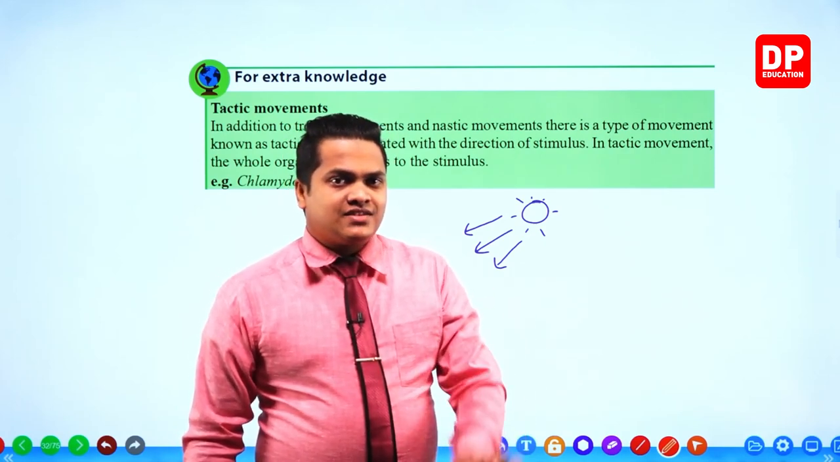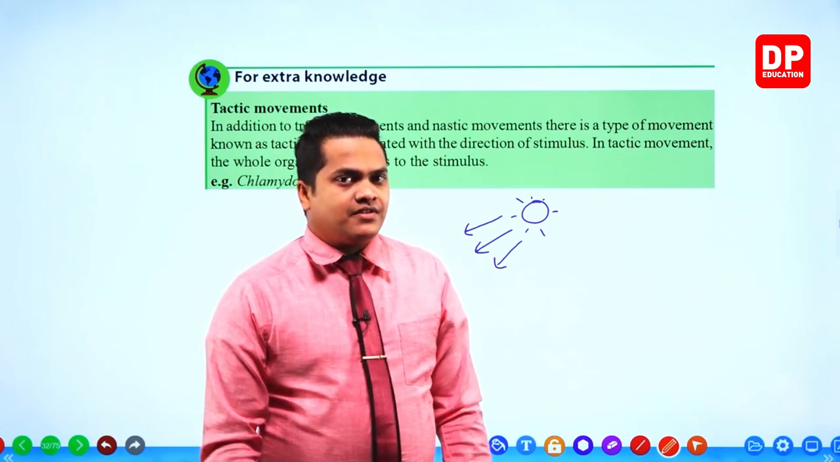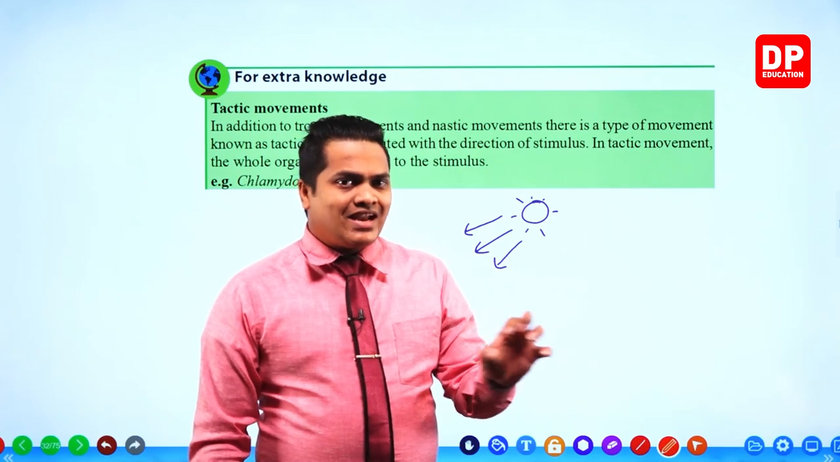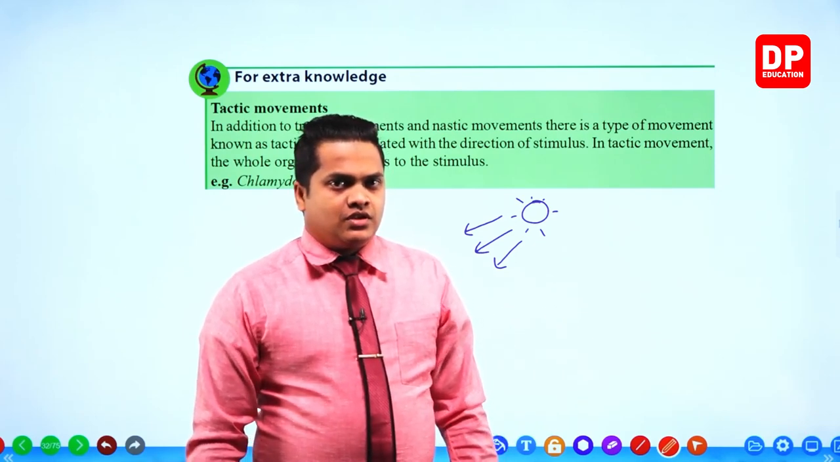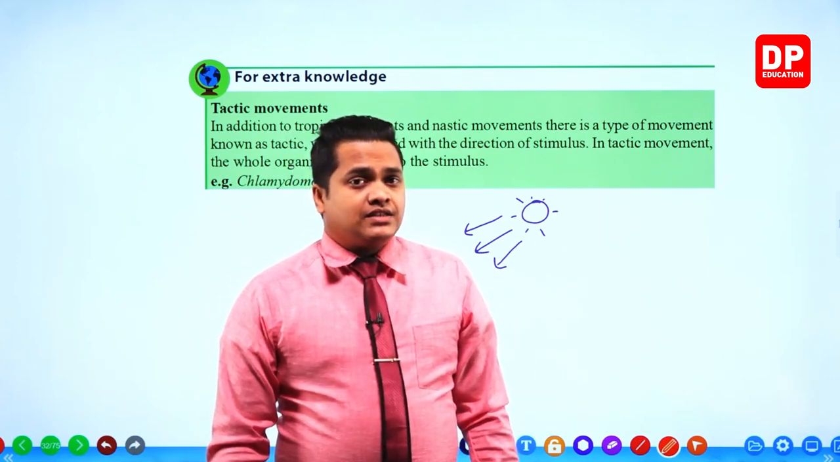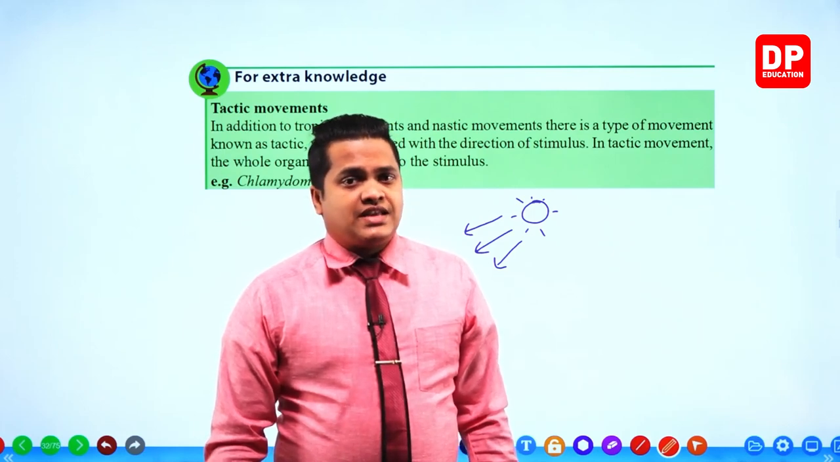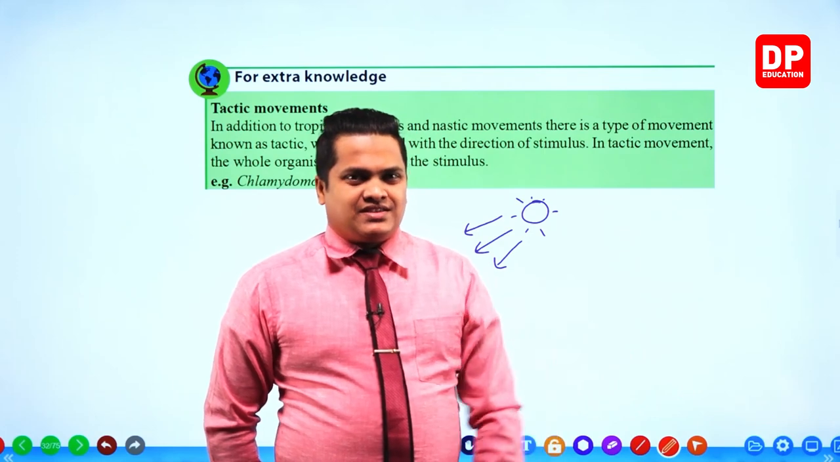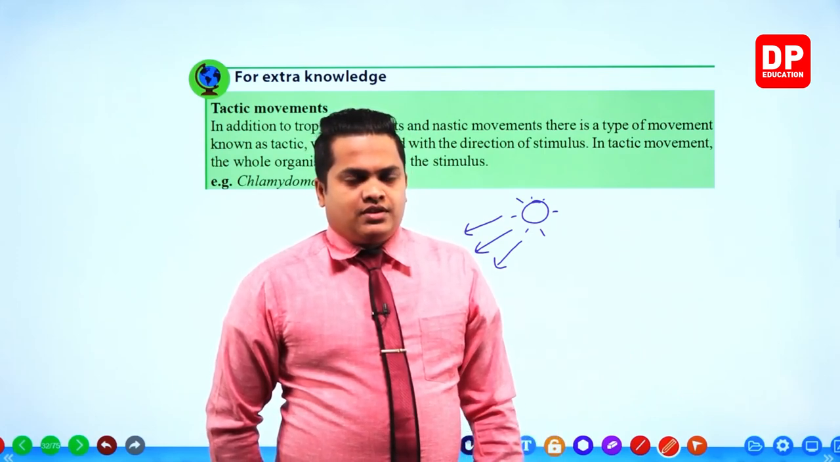So it contains a special kind of cell referred to as parenchyma cells, which help to detect touch changes. Nastic movements are the movements that occur because of touch changes, or else, simply, pressure changes.